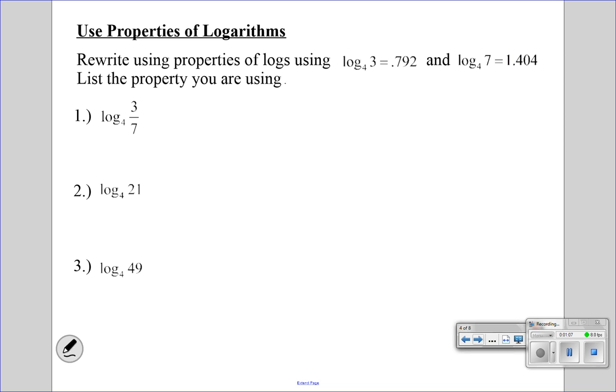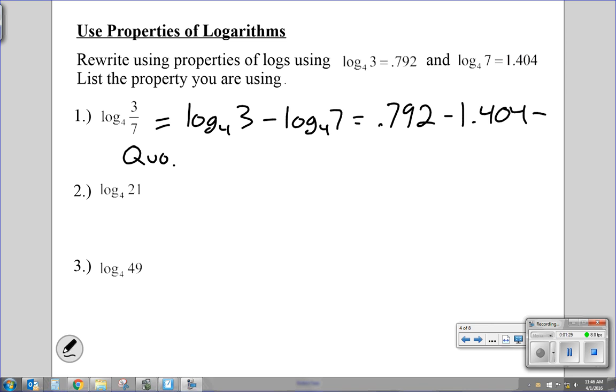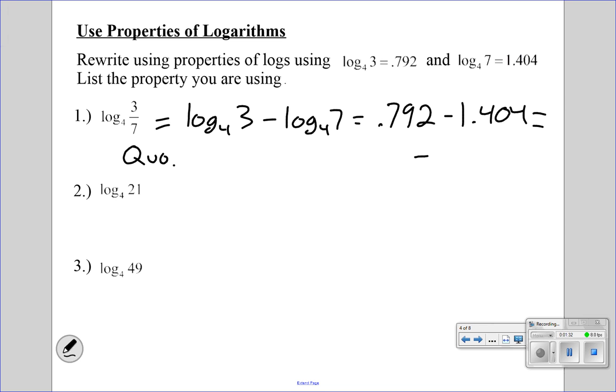So with this first one, we can use our quotient property, and we can write log base 4 of 3 minus log base 4 of 7, which we know our decimals is 0.792 minus 1.404. And this just equals negative 0.612.